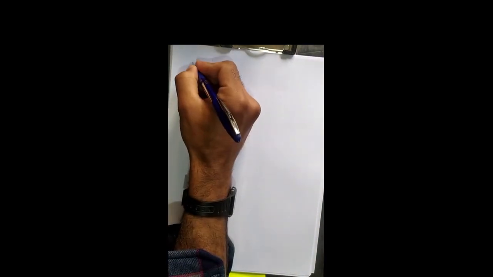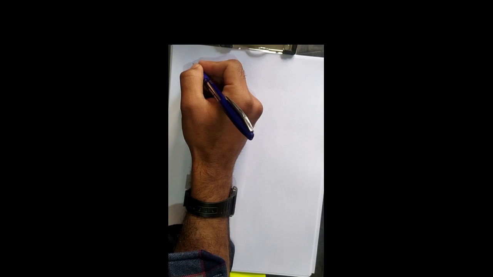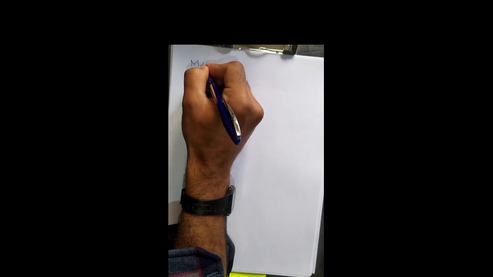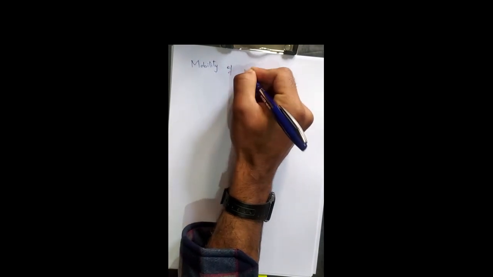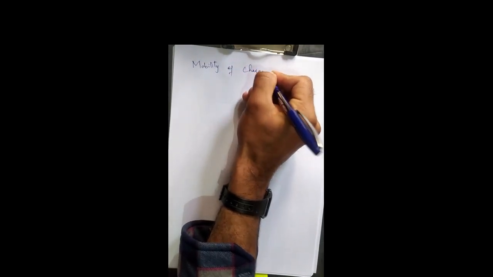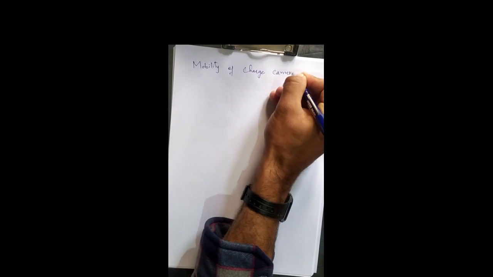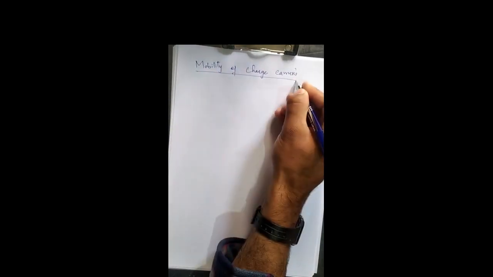Assalamu alaikum. Today we will be discussing a concept in physics related to electricity: mobility, mobility of charge carriers. Mobility of charge carriers is represented by mu here.